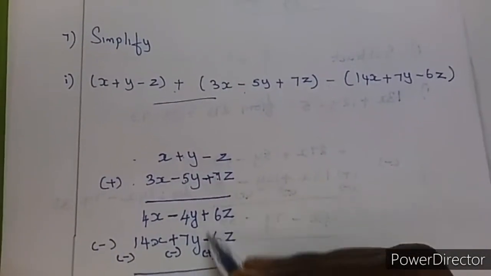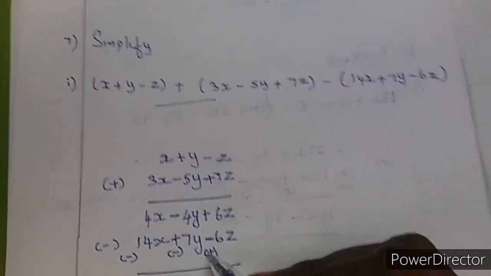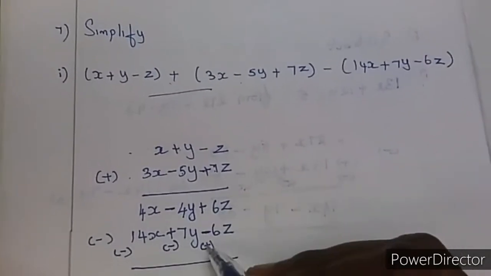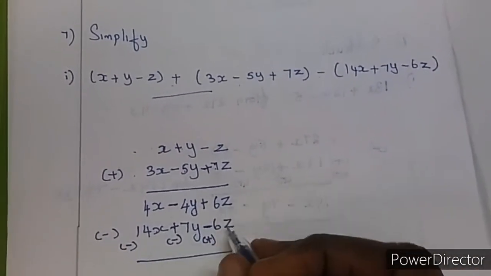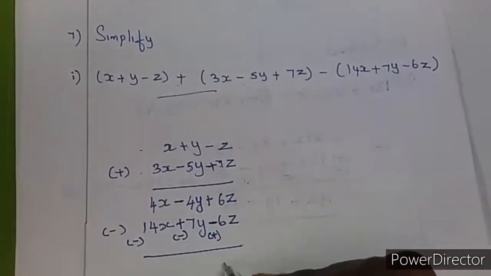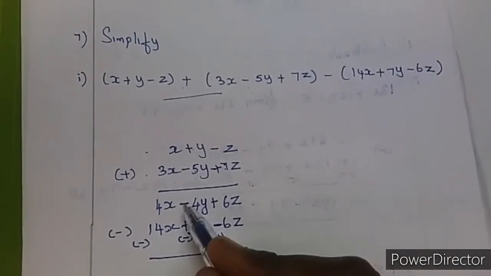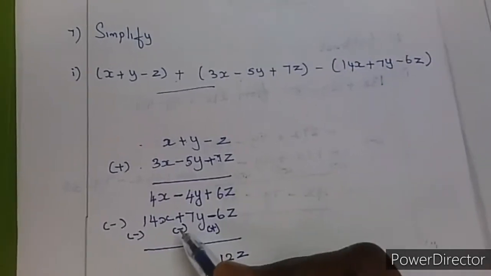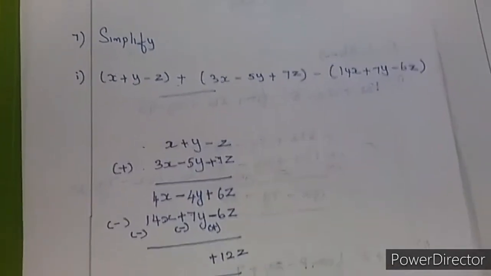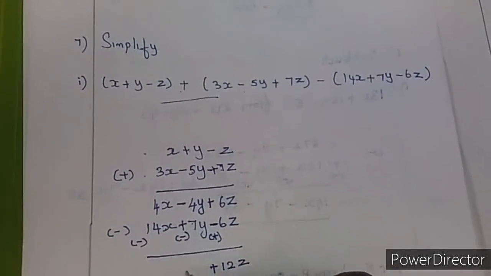Now we have to take this only as a consideration to do the operation. So plus into plus, we have to add these two like terms. So 6 plus 6, 12 is that. So plus sign. Now minus into minus, we have to add. So 7 plus 4, 11.